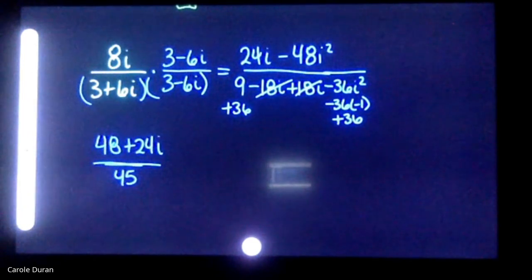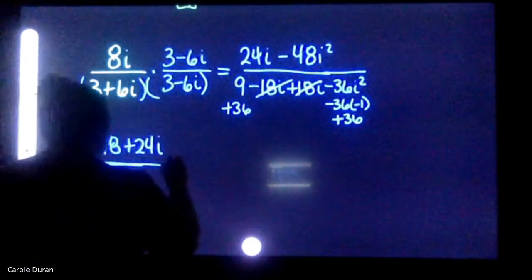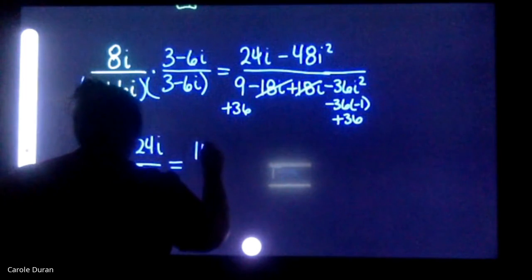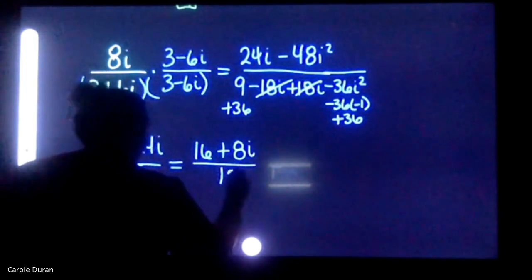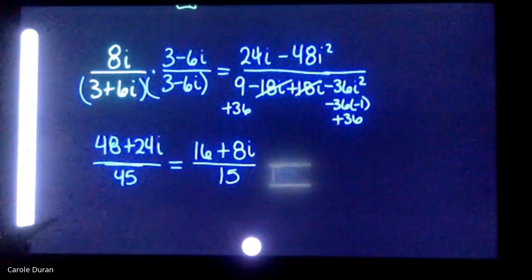The last step once we get here is to ask ourselves, okay, can we take anything out of 48, 24, and 45? The answer is yes. I can take a 3 out of each of those, and when I do, I'm left with 16 plus 8i over 15. And then we are done.